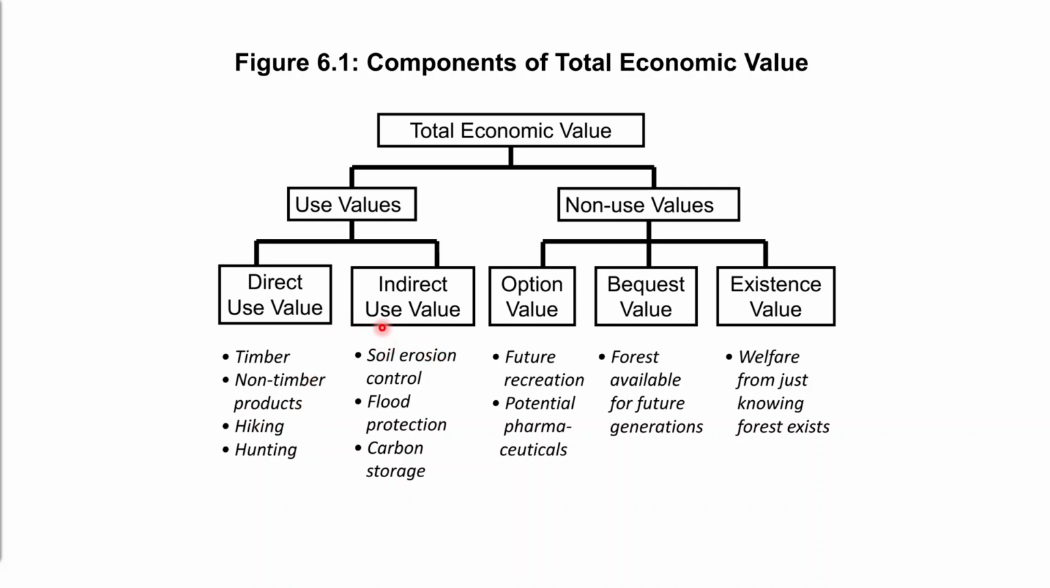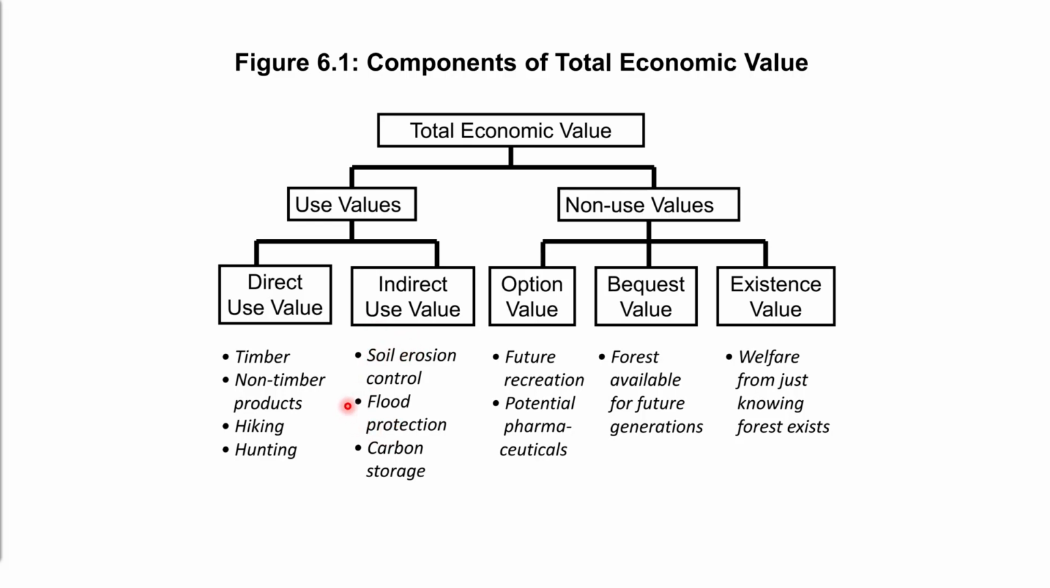Now, what are some examples of indirect use values? So, for example, you live in a valley and there is a forest up on the hill that is preventing the mudslide that would destroy your house, right? So you are utilizing that ecosystem service, but indirectly because you're not in the forest. So that is an indirect use value.